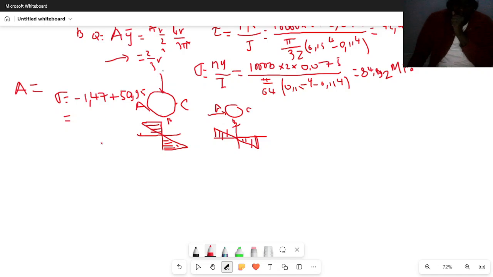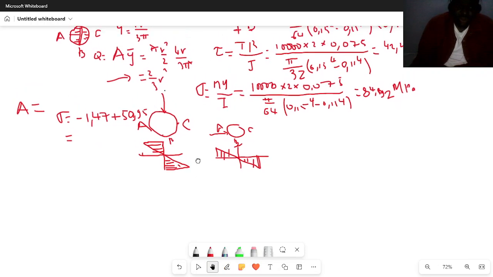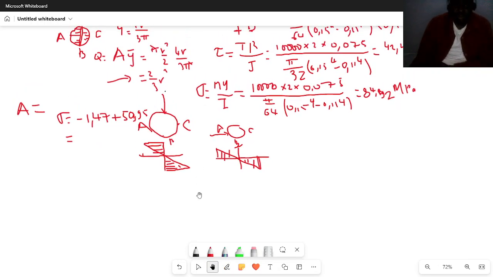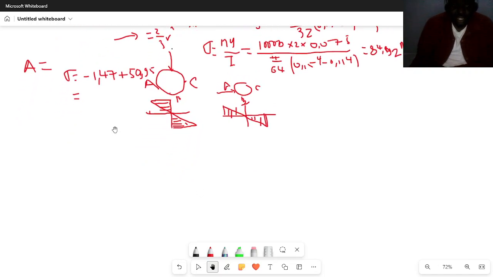Because last time you said something about the right-hand rule, but you didn't show us how to do it. That's the reason I was struggling a bit. Oh yeah, right now. So these are the stresses that you get under A here.